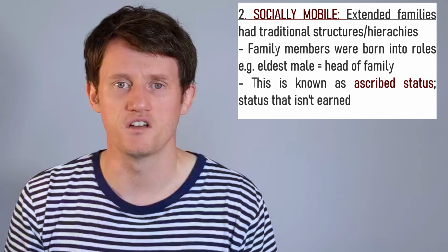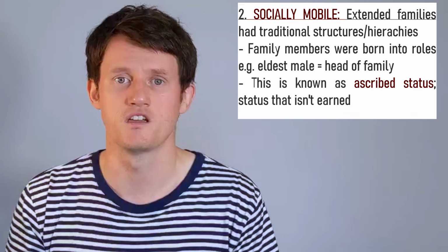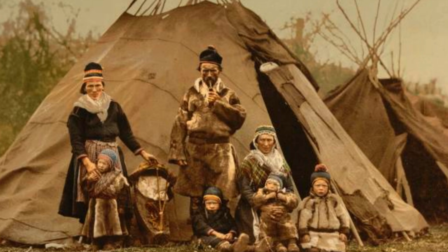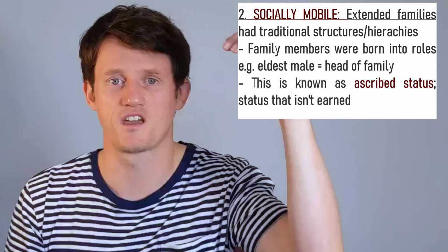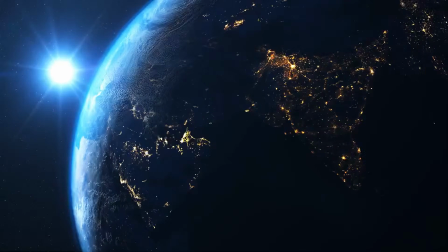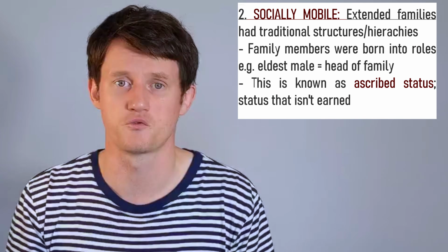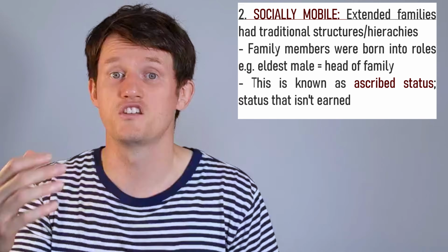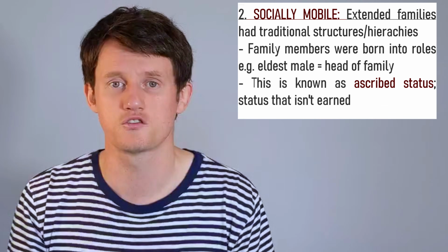The second reason is the family is more socially mobile. What Parsons means by this is in the extended family, there would have been very traditional family structures. The eldest male would have been head of the family and everyone would have followed their lead. But that would have meant slow change in terms of work, slow change in taking up opportunities in the economy.